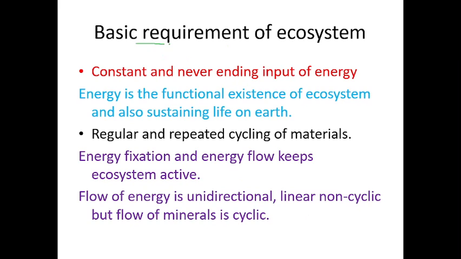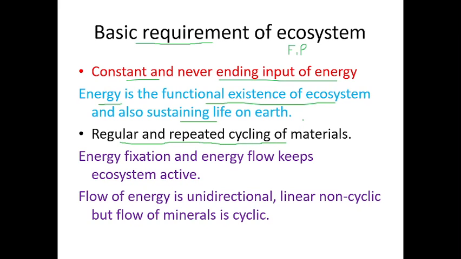So what are the basic requirements of an ecosystem? An ecosystem means what? A tree or a forest ecosystem, or a pond ecosystem. Okay, so there are a lot of ecosystems. Water as an ecosystem. In that ecosystem it should have a constant and never-ending input of energy. Why? Energy should be there for anything to happen. For any process to happen, energy is required. So energy is the functional existence of an ecosystem. If there is energy, there will be sustainable life. So energy is the first functional requirement of an ecosystem.